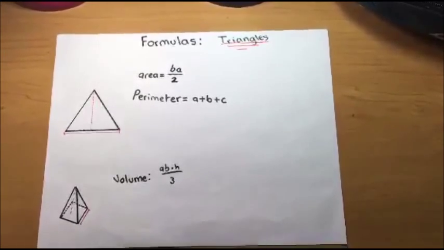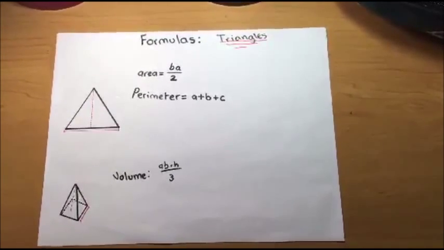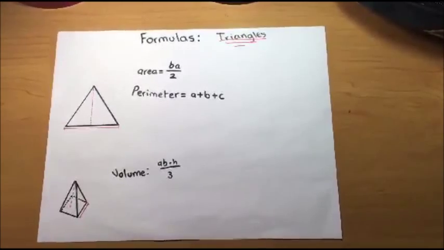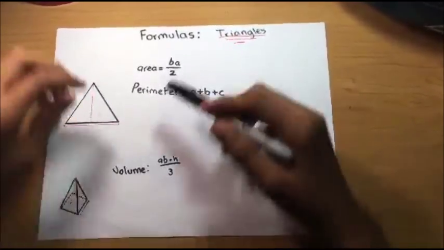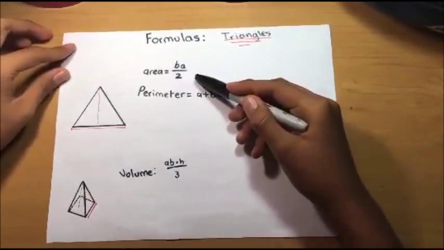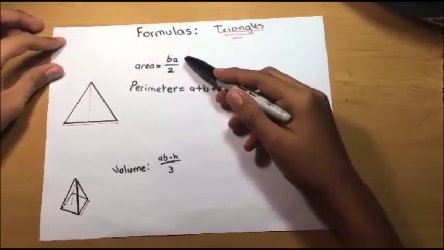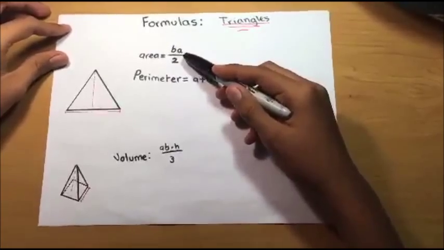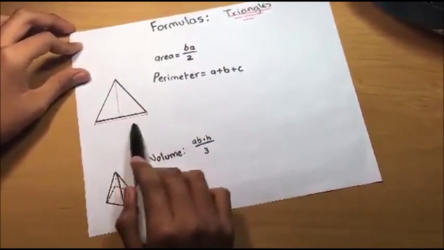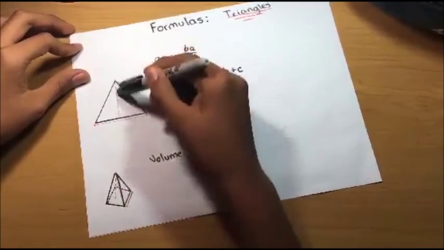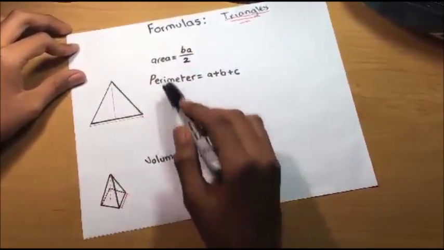Well, now we are going to see the formulas for the area and perimeter of the triangle and the formula of the volume for the pyramid. First, for the area of the triangle, for this we need base by altitude over 2. Base is the base of the triangle, this part. The altitude is the middle part over 2.